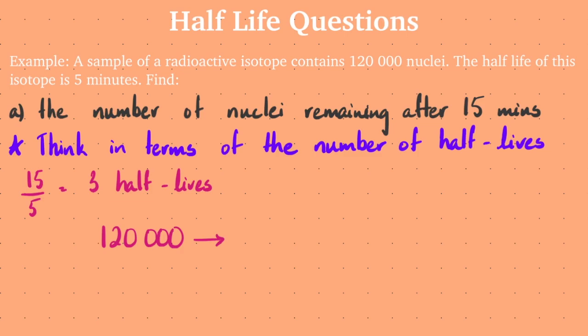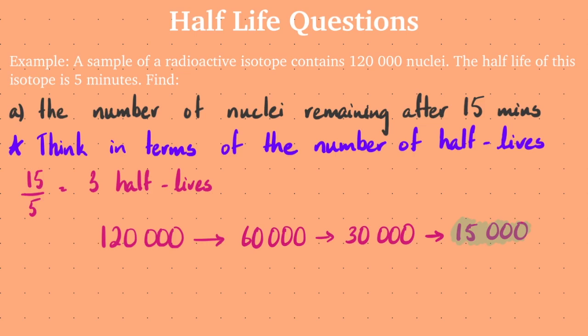So 120,000, and the number of arrows is basically the number of half-lives. So after one half-life this would become 60,000. After another half-life this would become 30,000. And after another half-life, so 3 arrows, 3 half-lives, this would become 15,000. So in this case, what is the number of nuclei which remain? That's this value, which is 15,000. So that's the answer to the first part.